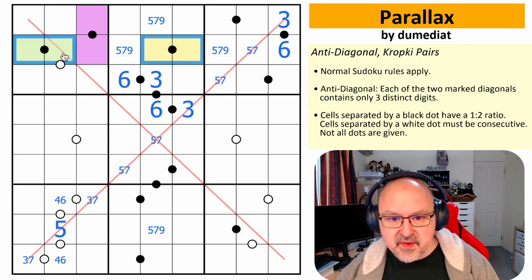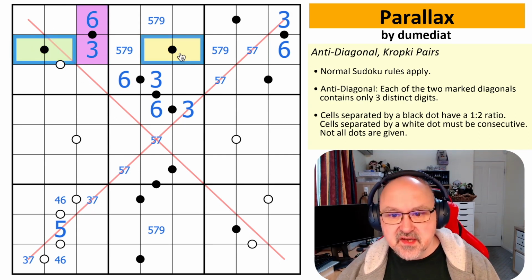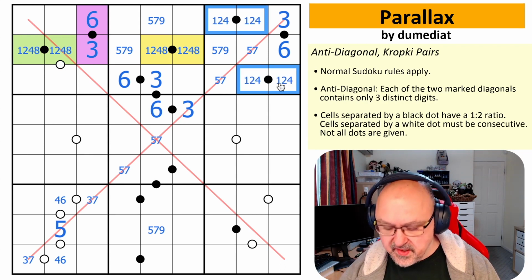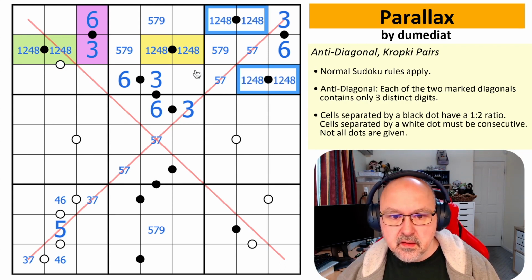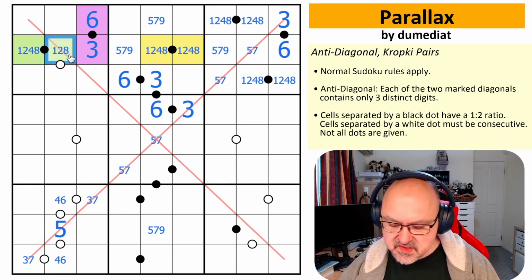Now, these can't be 3, 6. So that has to be the 3 and that has to be the 6. And these are 1, 2, 4, 8. There you go. These are 1, 2, 4, 8. Now that can't be a 4 because there's a 4 down here, and it can't be a 1 because if this is a 1, this is a 2 and that's a 2. So this is not a 1.